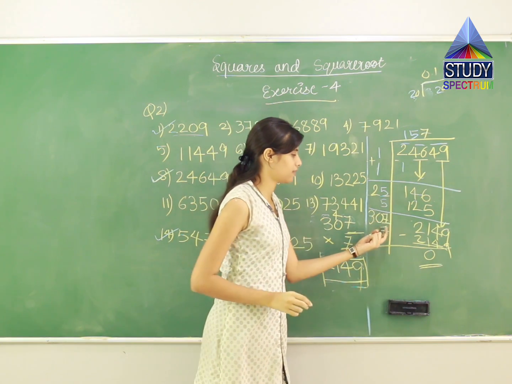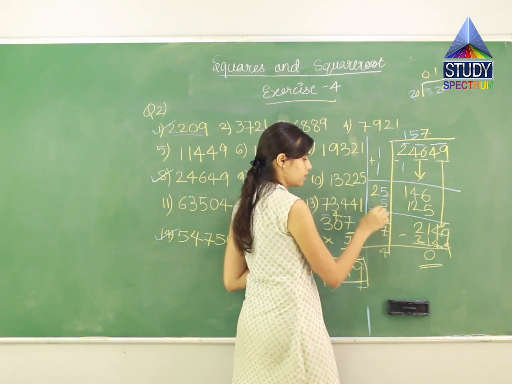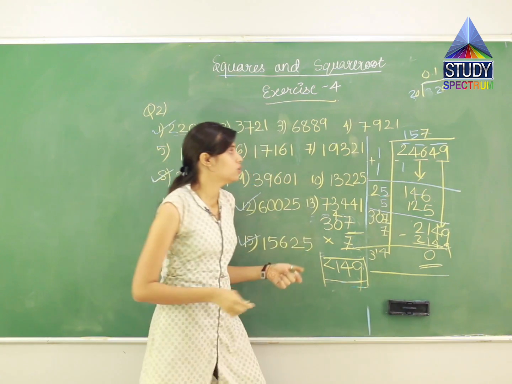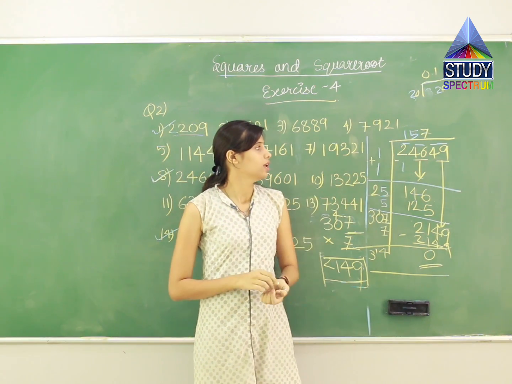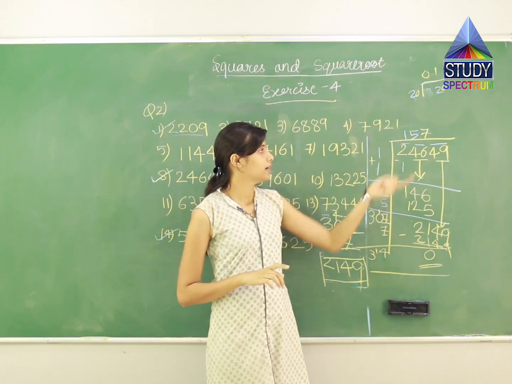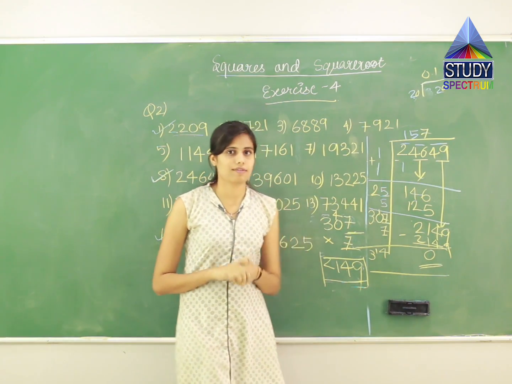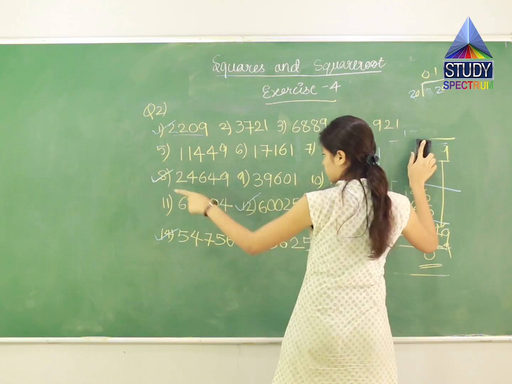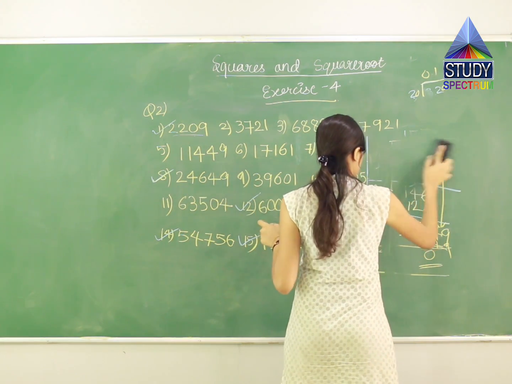Now add this both. 7 plus 7 comes to what? 14. 1 over here. 1, 3, 3, 1, 4. So what is the square root of 24649? It is 157. Now let us do the other question, which is the 12th one.